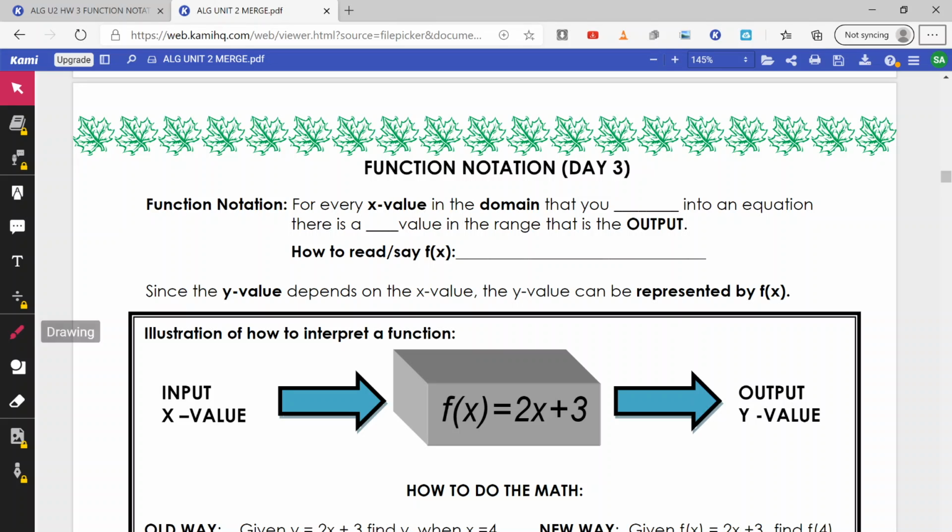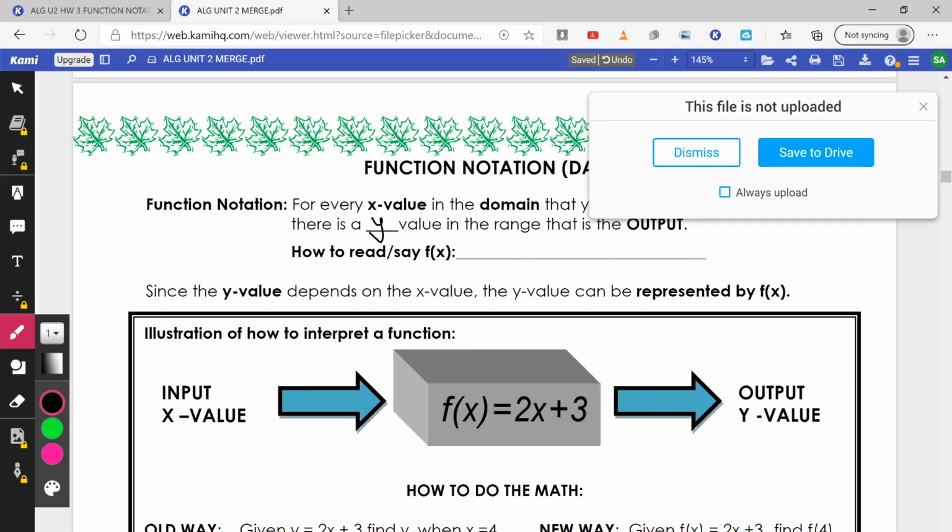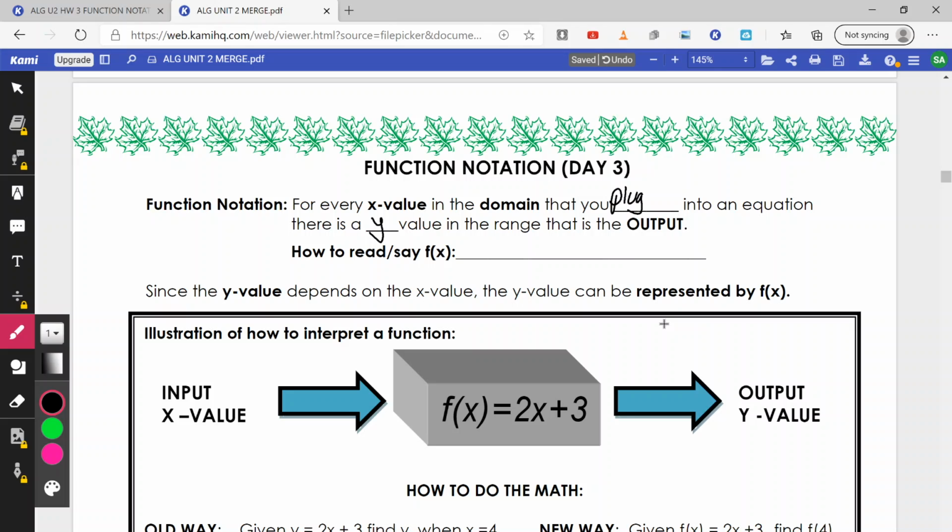Now, what function notation is, for every x value in the domain that we plug into an equation, we're going to get a y value in the range that's the output. So essentially, we plug in an x value and we get a y value as our answer.